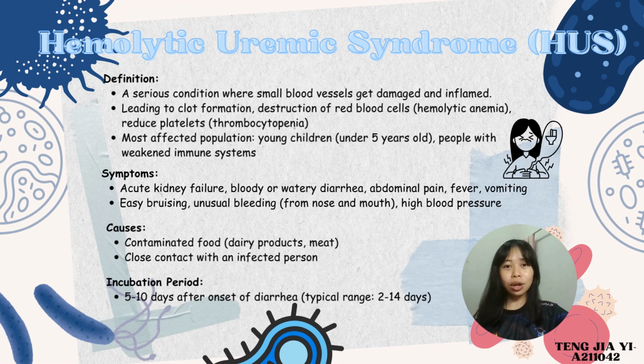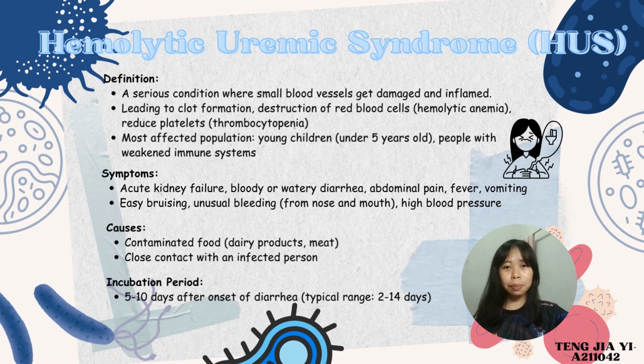Now, I will explain hemolytic uremic syndrome, also known as HUS. HUS is a serious condition where small blood vessels become damaged or inflamed. This damage leads to blood clot formation, destruction of red blood cells known as hemolytic anemia, and a reduction in platelets, which is called thrombocytopenia. As a result, HUS can cause acute kidney failure.